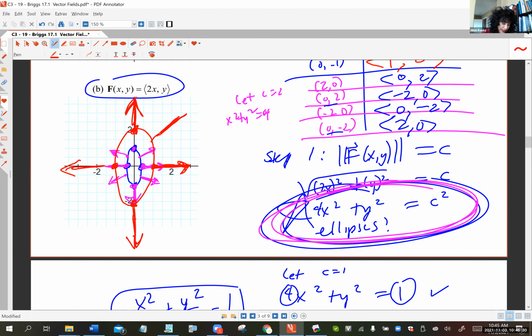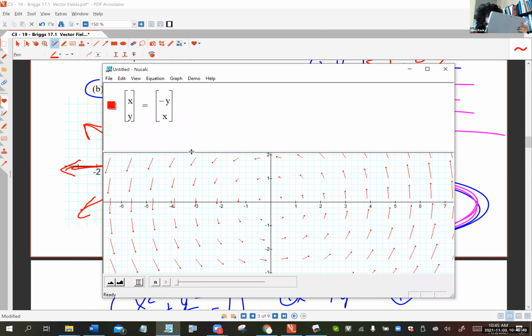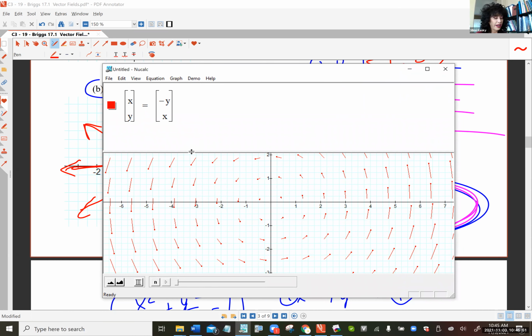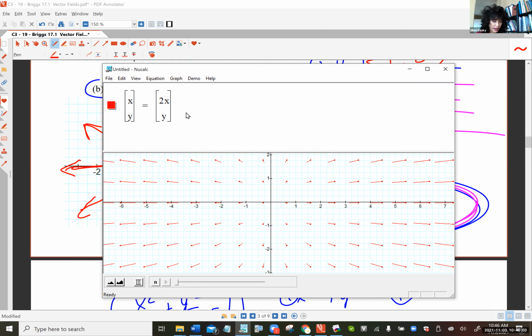And you can sneak in some more as long as you're on that level curve. They point out with a magnitude of 2, and I think that's good enough. We've given a good look at what this vector field looks like. And of course, I could go to my graphing software, which is pretty cool, and graph that vector field. So this one where the x component is twice x and the y component is simply y. Let's see if we got it right.